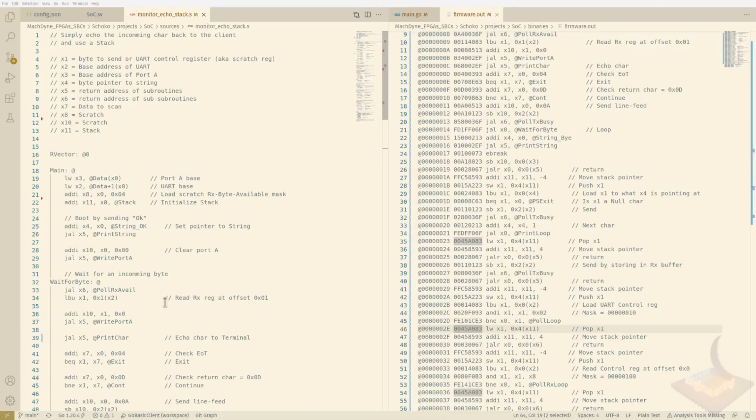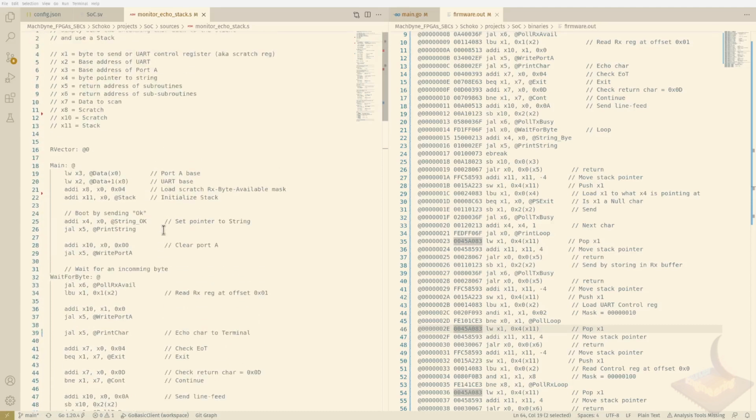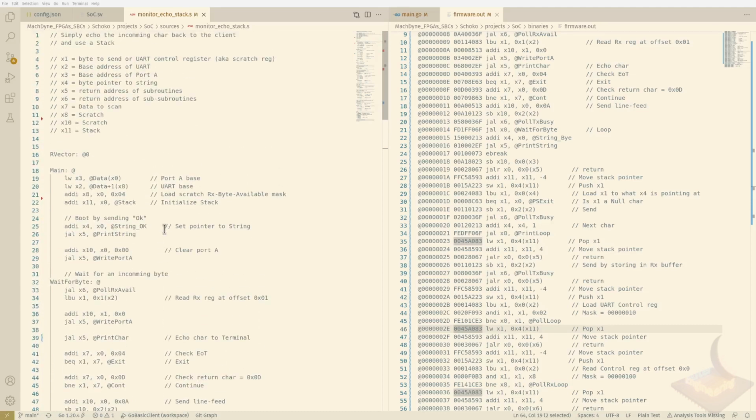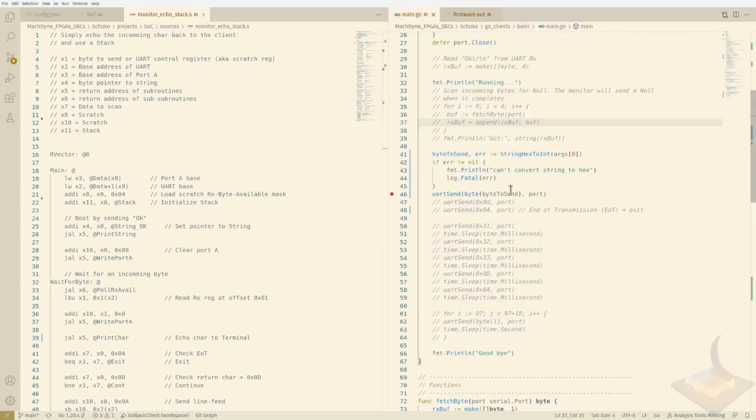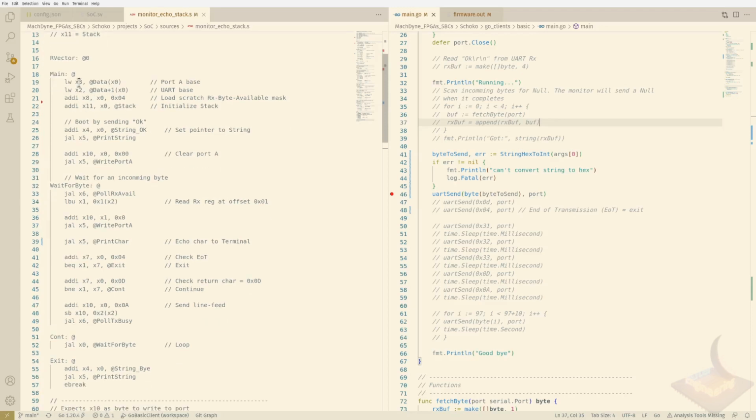In order to do that, we need an assembly program. And I happen to have one right here, the Monitor Echo Stack program. All it does is it grabs the byte that was sent to it by a Go program over here to the right and spits it out over here into the terminal that I'll show you in a minute. So starting at the top, I'm not going to go through this in great detail. It's a lot of assembly code, but we'll just cover the highlights.